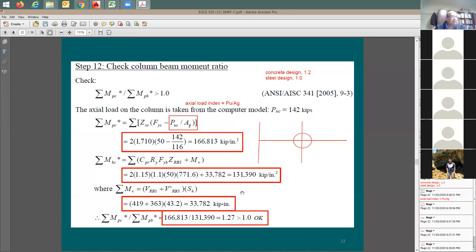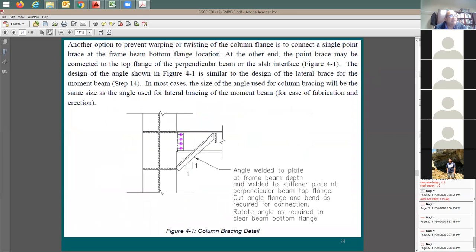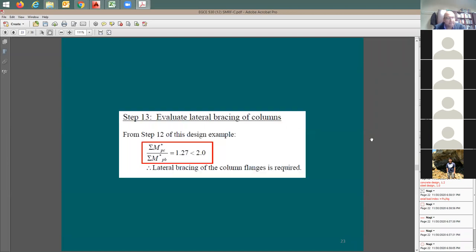Any questions? Because the rest of this is gonna be for your reading only. So this guy, I'm gonna put this here. For reading only. Start from here all the way to the end. With that, I'm done with the example for the special moment frame design.